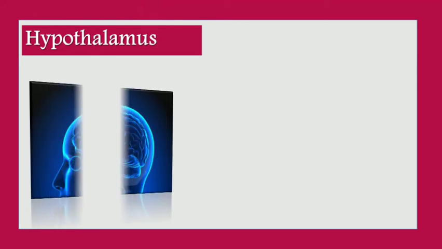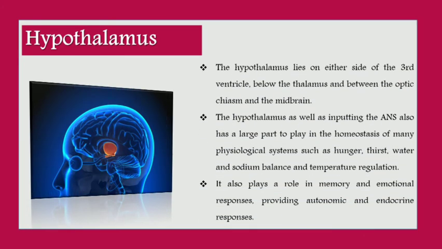Next, let's see about hypothalamus. Hypothalamus lies on either side of the third ventricle, that is below the thalamus and between the optic chiasma and midbrain. With the help of inputs of autonomic nervous system, it helps to maintain homeostasis of many physiological systems such as hunger, thirst, water and sodium balance, and temperature regulation. It also plays a role in memory and emotional response, providing autonomic and endocrine responses.